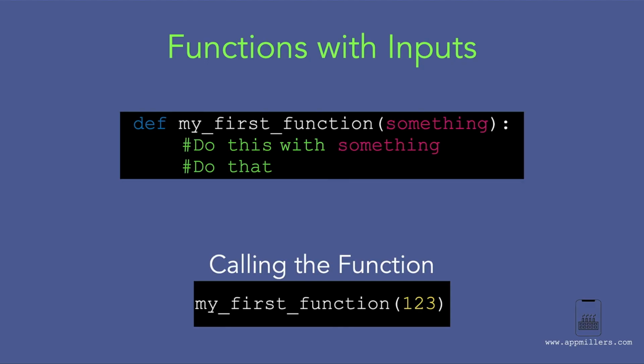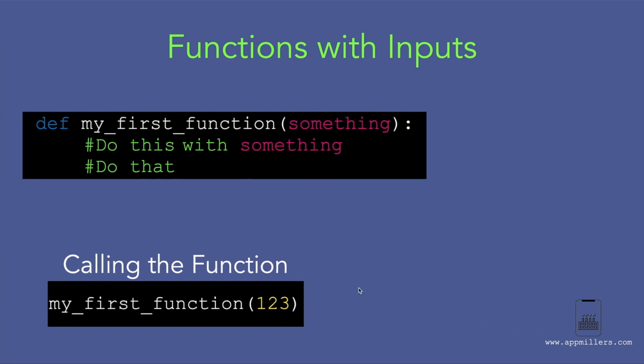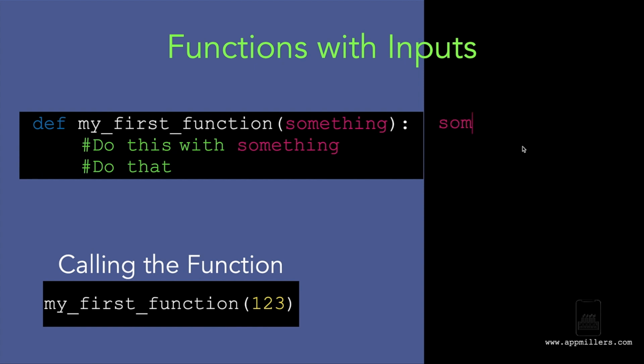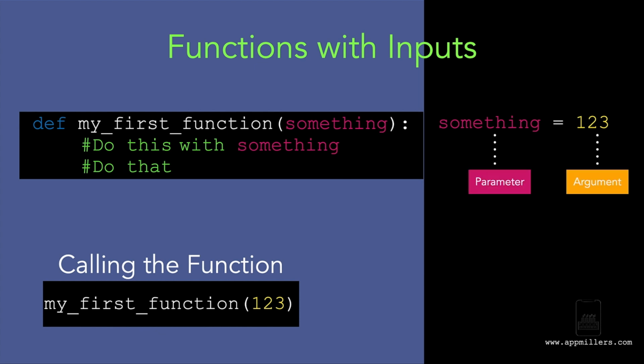Now when we are talking about functions with inputs, there are two things that we are going to work with, and it's really important to differentiate them. So we know that when we call this function, we need to pass over this piece of data. And effectively, we are creating a new variable called something, and we are setting it equal to this piece of data that we are passing to it. Now in programming lingo, you will hear this being referred to as a parameter and this piece of data being referred to as an argument over here.